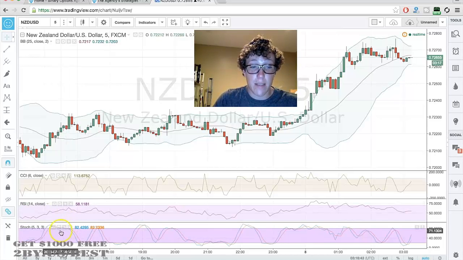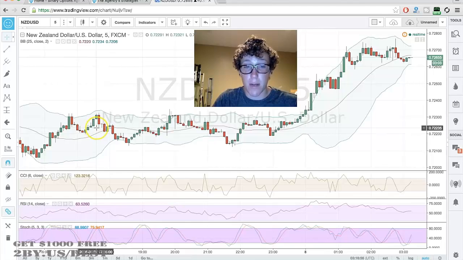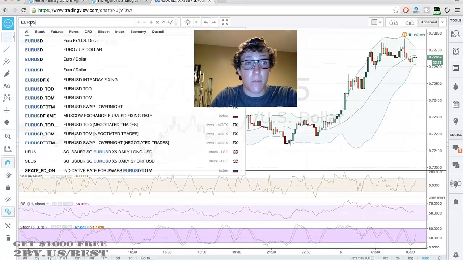And then the stochastics here, you can't see because of that, but it is above the 80, so we would have taken a 15-minute put trade because we were going on reversals here. In 15 minutes, 3 red candles, perfect in the money trade. So now let's try to find some more examples here.